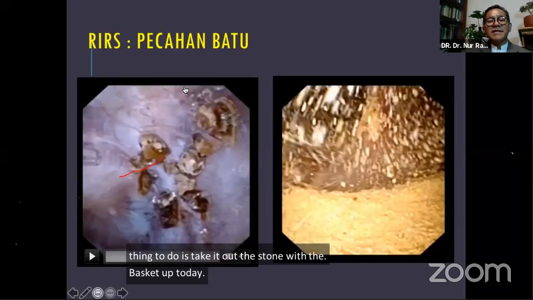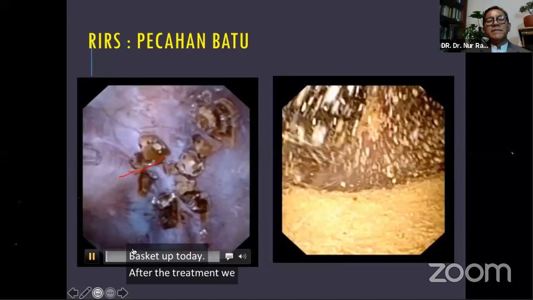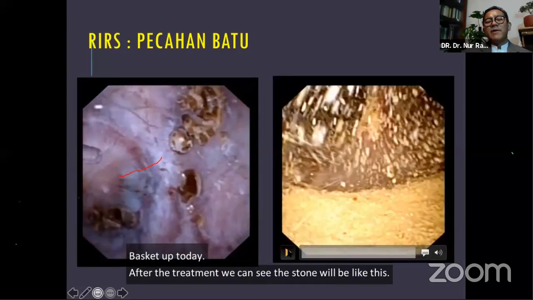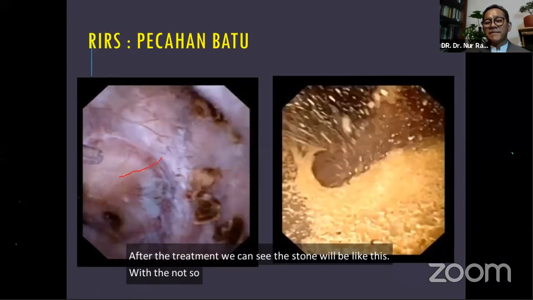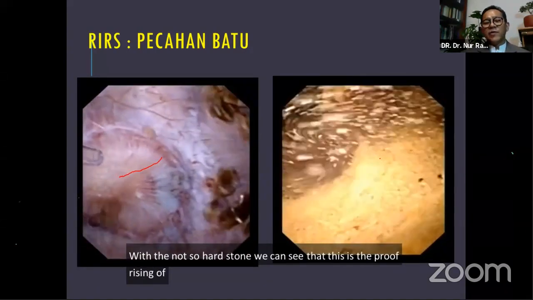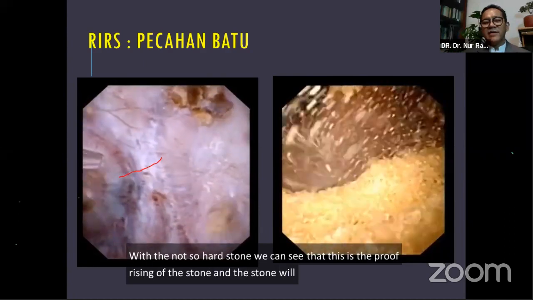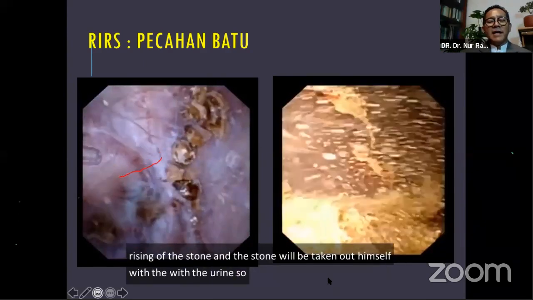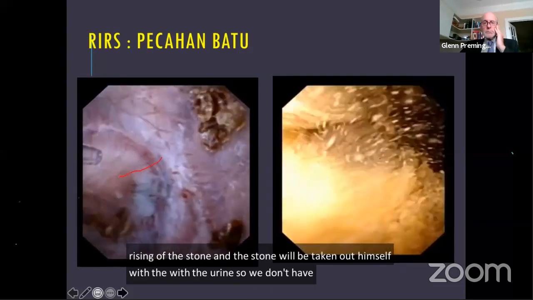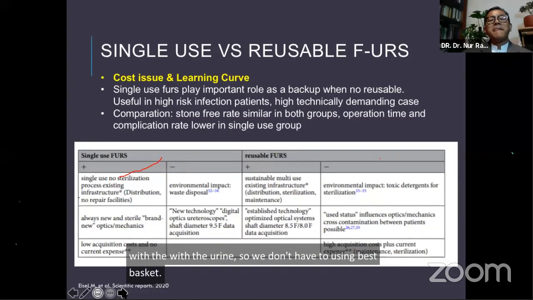After the treatment, we can see the stone will be like this. With the not so hard stone, we can see this is the pulverizing of the stone, and the stone will be taken out by itself with the urine. So we don't have to use a basket in this case.